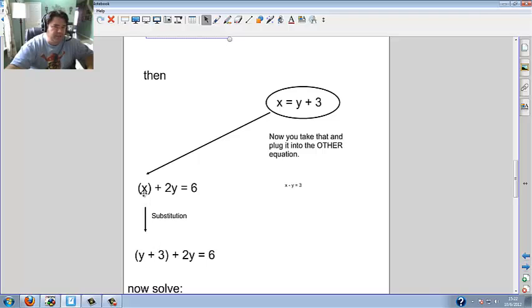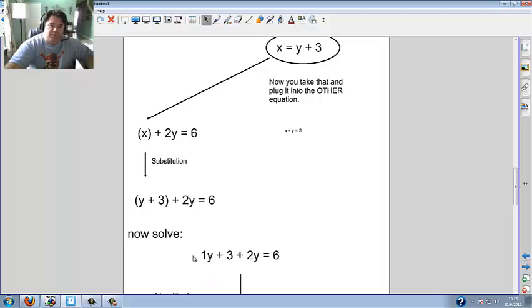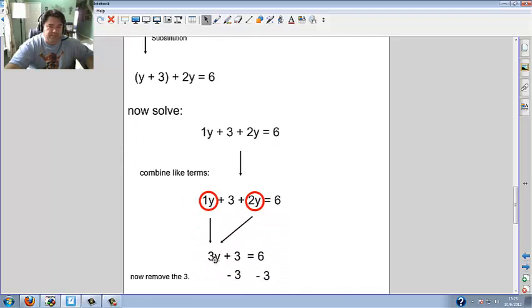Notice how I just swapped the x value for what the equal value was, which was y plus 3. Now I have y plus 3 plus 2y equals 6. At this point, remember, y is 1y, as I put down here. So I got 1y and 2 more y. I combine to make 3y, as you see. 3y plus 3 equals 6.